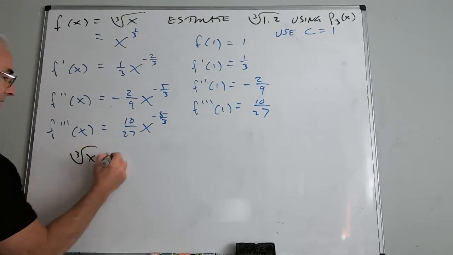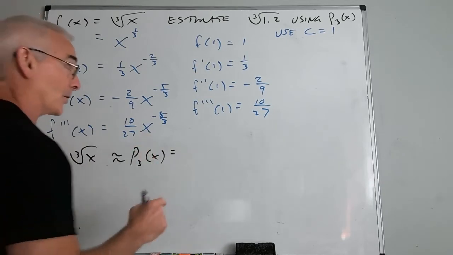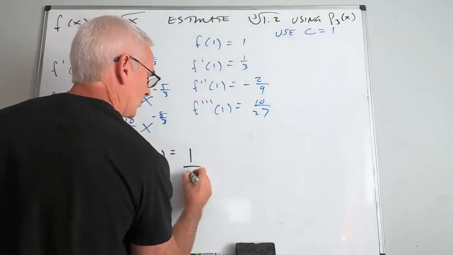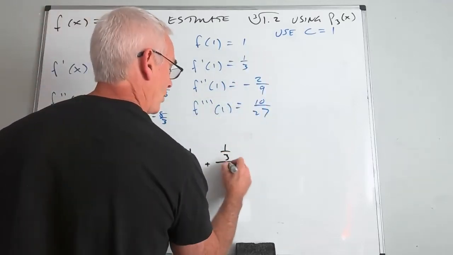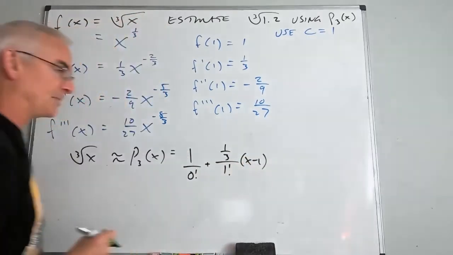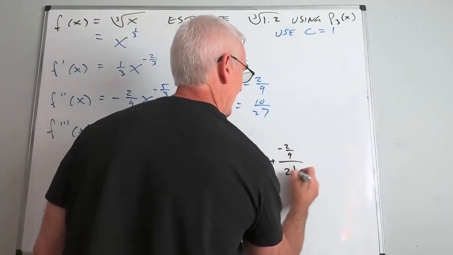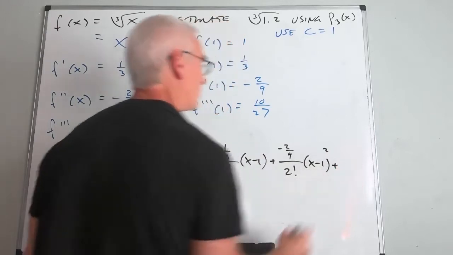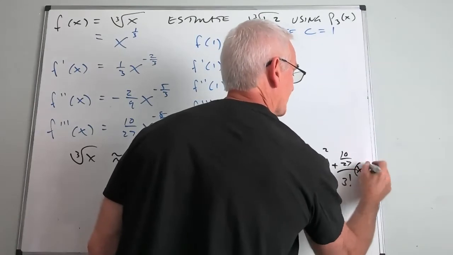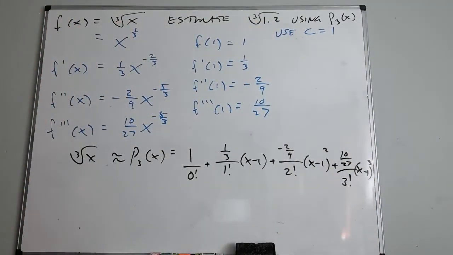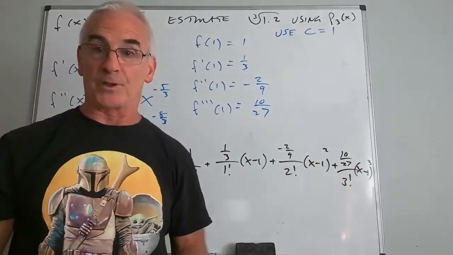The cube root function is going to be estimated by P3 of x, which is first, and if you want to write over 0 factorial, that's okay, plus 1/3 over 1 factorial, x minus 1 to the first power, plus -2/9 over 2 factorial, x minus 1 squared, plus 10/27 over 3 factorial, x minus 1 cubed. A little tight. This is the third degree polynomial that I'm going to use.